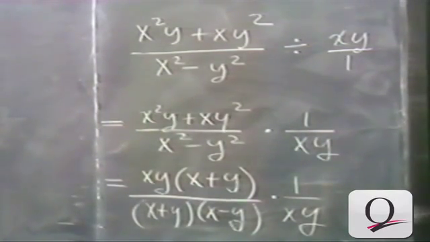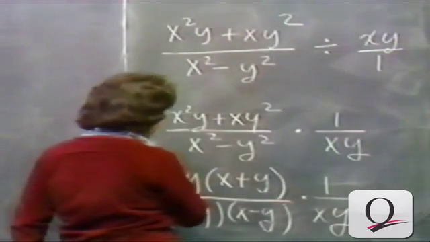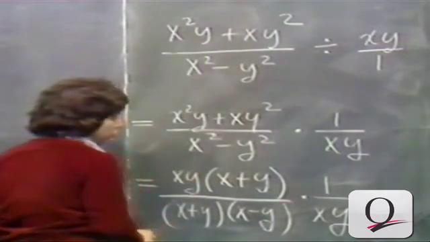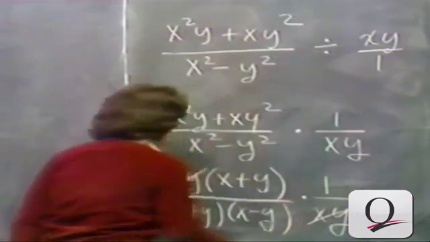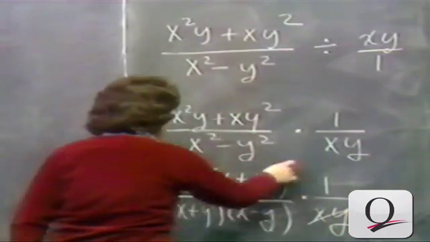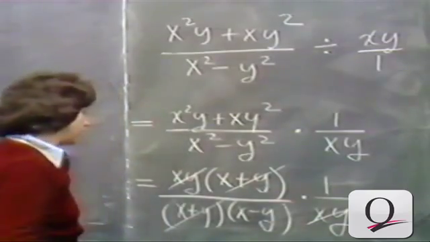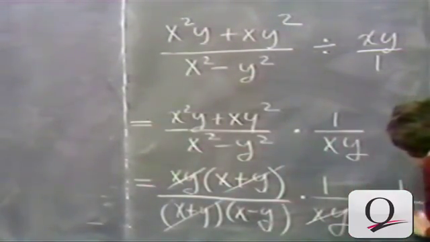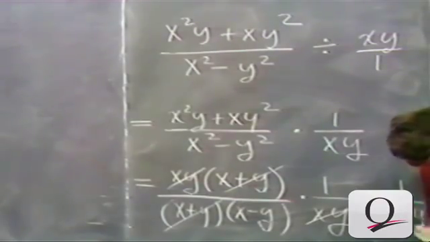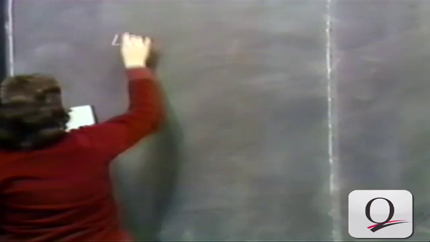Now, in fact, xy is a factor in the numerator and the denominator. We can cancel the xy's. X plus y is a factor in the numerator and the denominator, leaving us with a final answer of 1 over x minus y. Okay, and for our last example, let's try this.